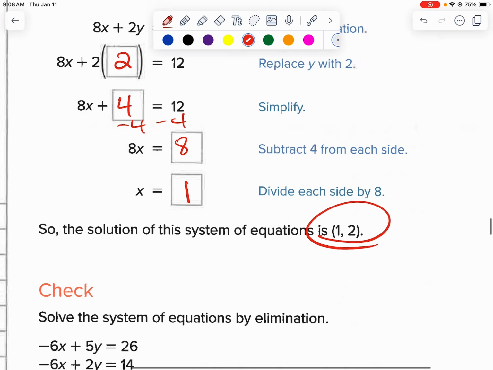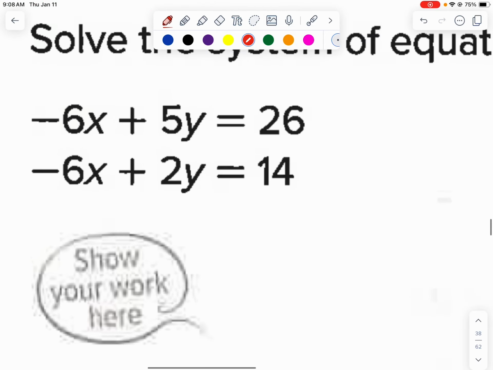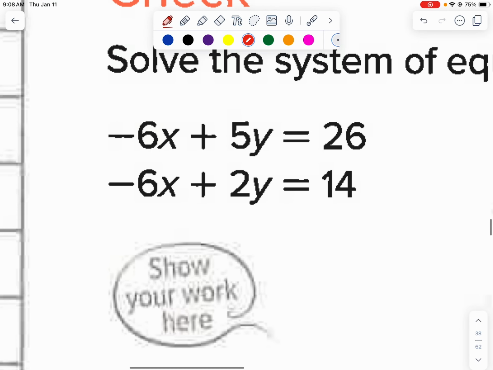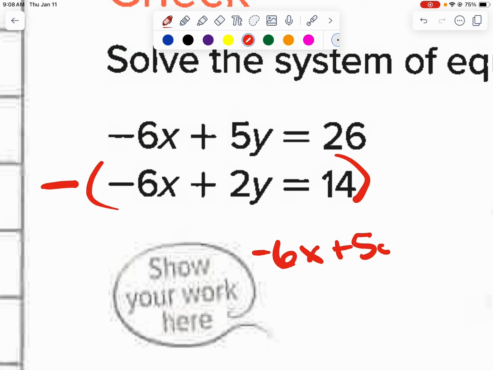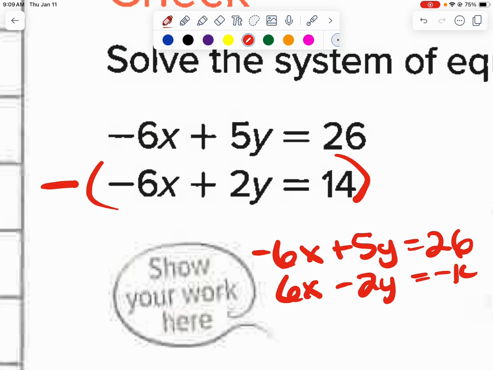So let's do this slowly but surely together. These are opposites of each other right now. So I want to subtract this part right here. So what we're going to do, rewrite the first equation. Subtract the second one. That means you're going to do the opposite. So that's going to be 6x minus 2y equals -14.